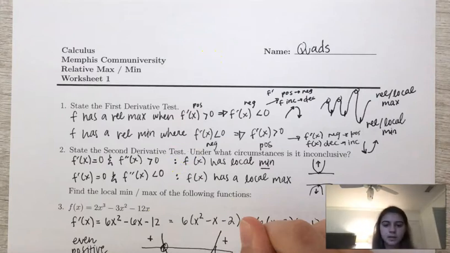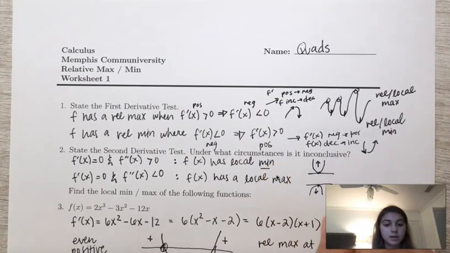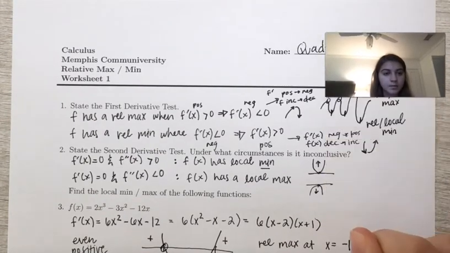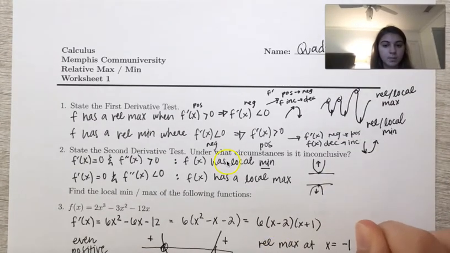And then we're looking for where it changes positive to negative, negative to positive. So rel max, I'm going to move my face up, is when it goes from positive, because it's increasing, to negative. So that's here, positive to negative, and that occurs at -1. And I just wrote a brief explanation.